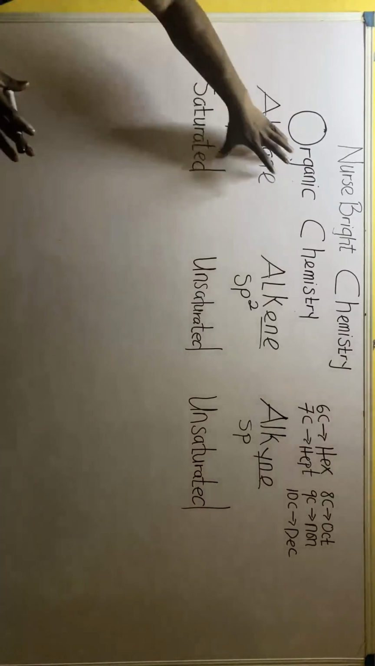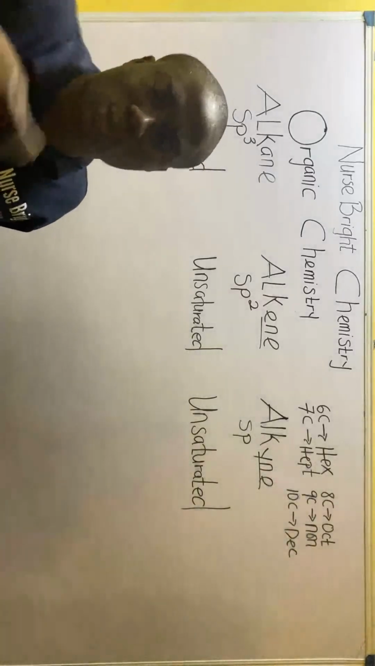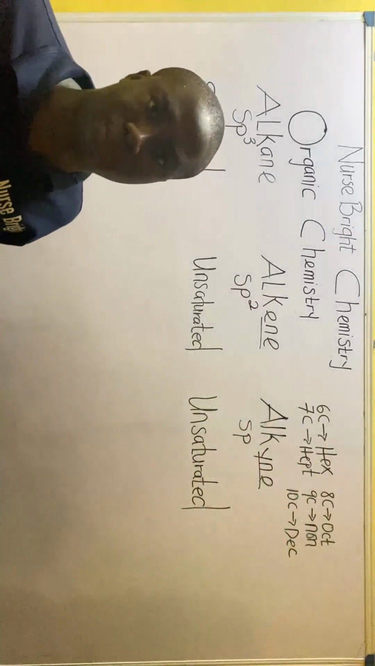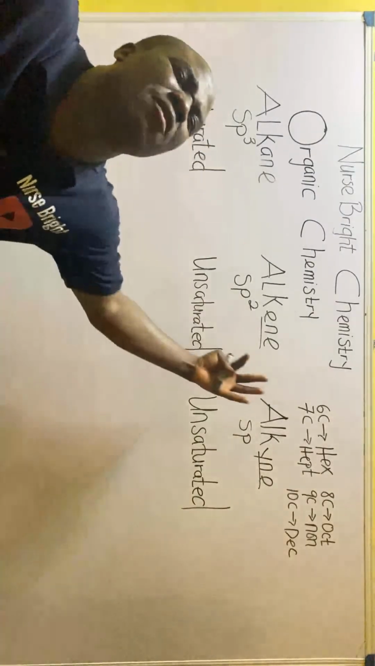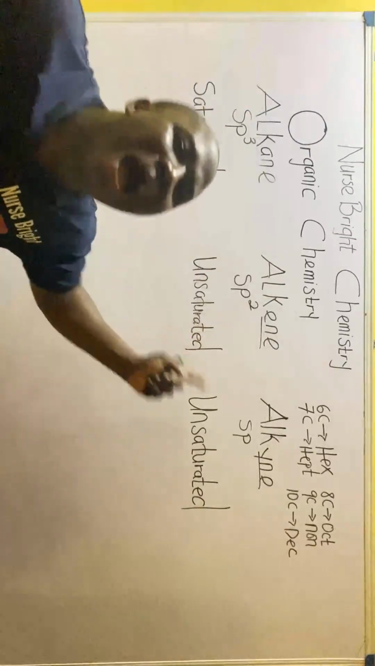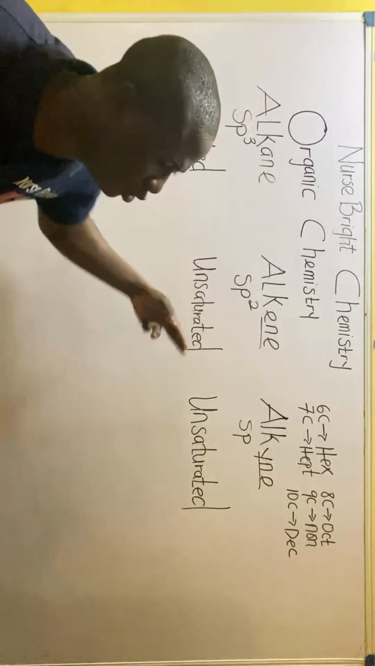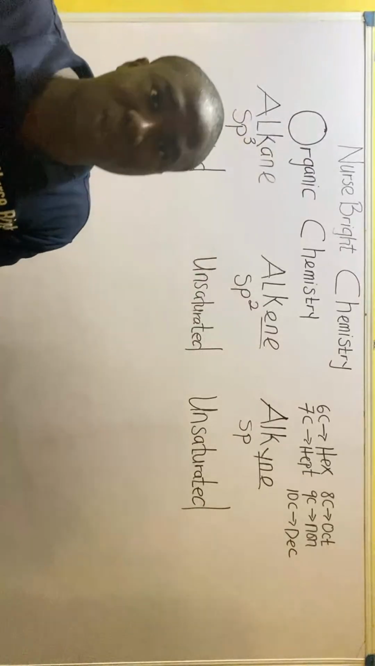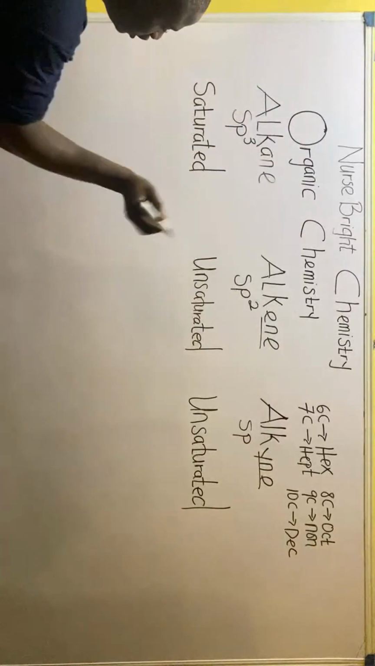Now, why am I saying all of these things? Let me explain for saturated. What do you understand by the word saturated? Simple. When a compound is saturated, it means that compound is filled. There's no other way you can add something to it. That's what saturated means. But when a compound is unsaturated, it is not filled. There's a way you can add something to it. Saturated, they are filled. This is what I mean.